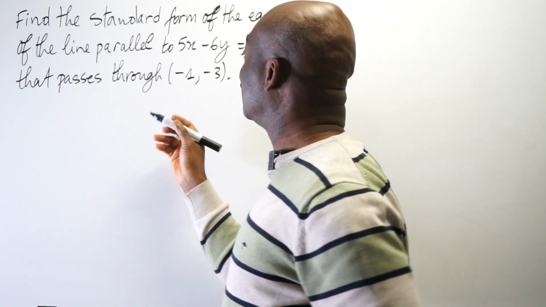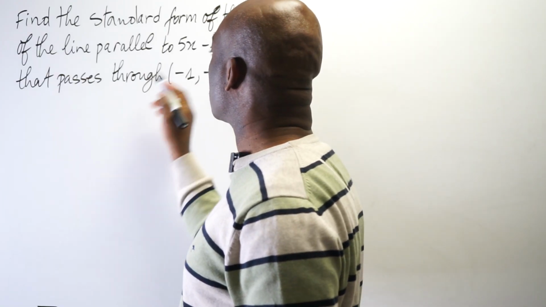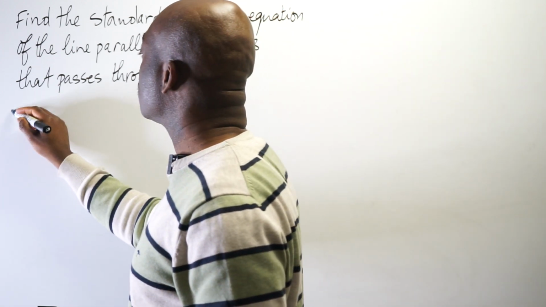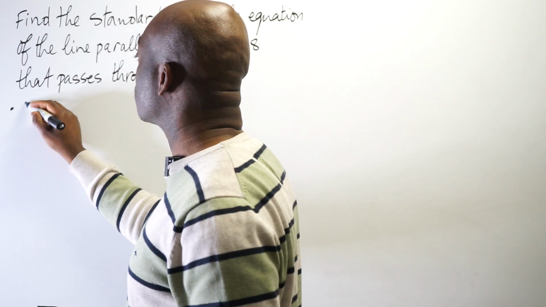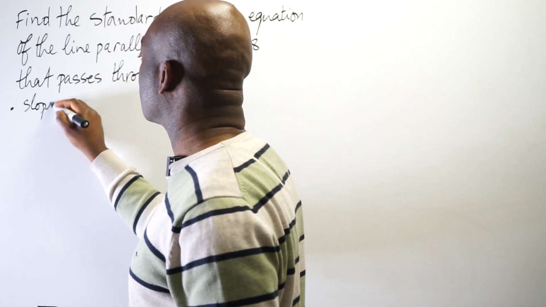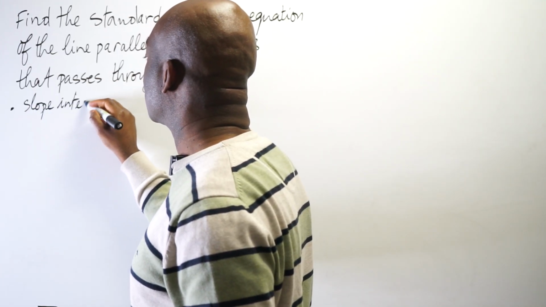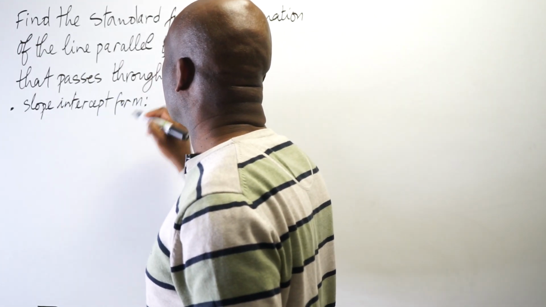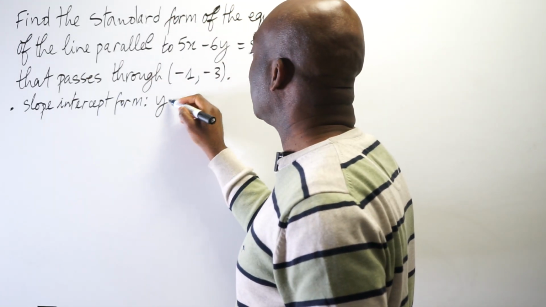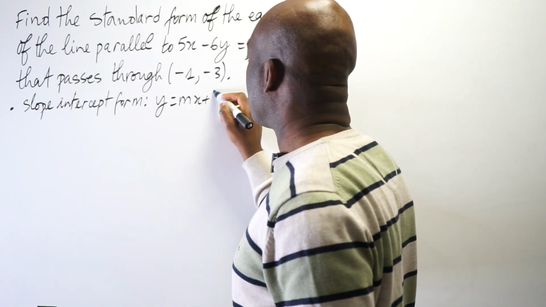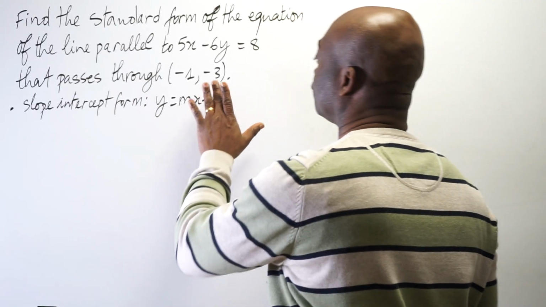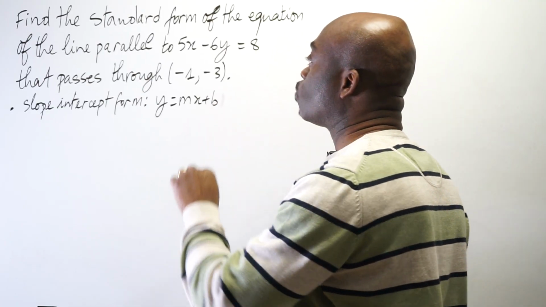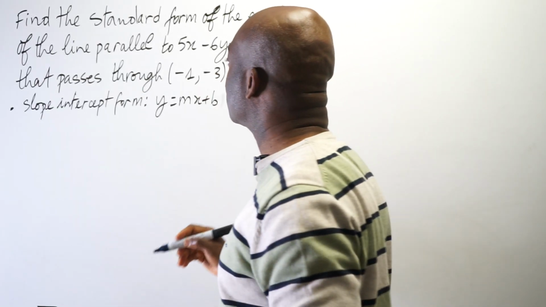Okay? So let's check what we have to do here. We have to rewrite this one into the slope-intercept form. So what do we call slope-intercept form? This is the slope-intercept form, which is y equals mx plus b. Okay? So that's that. Let's do it and see what we're going to get.